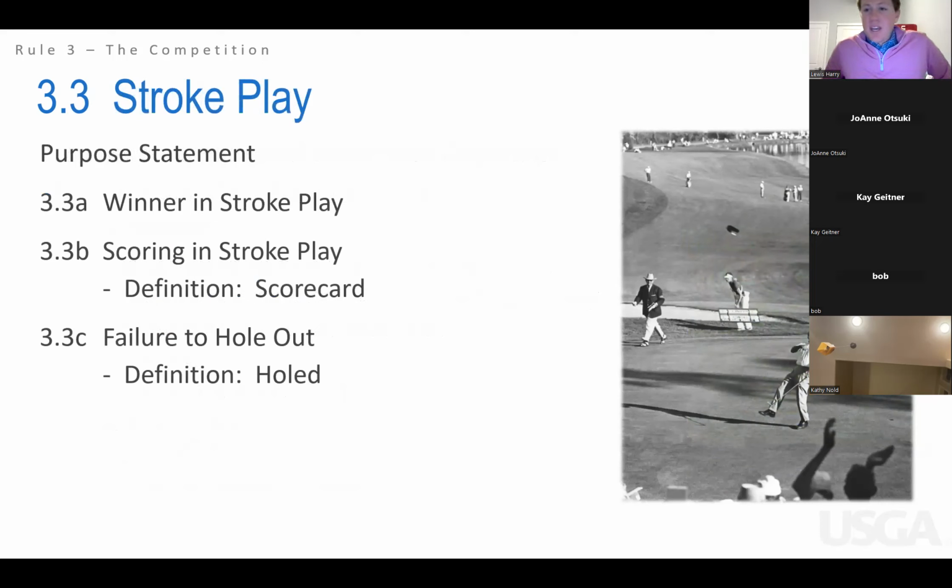Kind of getting close to the end of our time here, but we'll speed through stroke play to kind of end our night. We might go a few minutes over, so apologies to anyone that I might have to hop off right at 7 o'clock, but we'll speed through stroke play here.